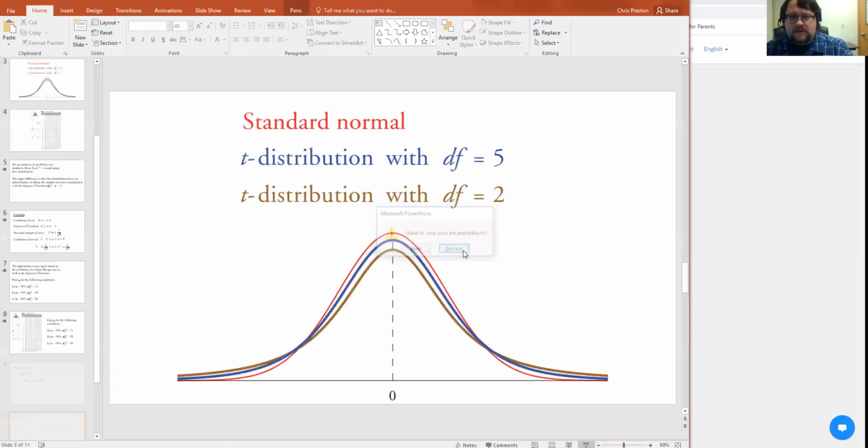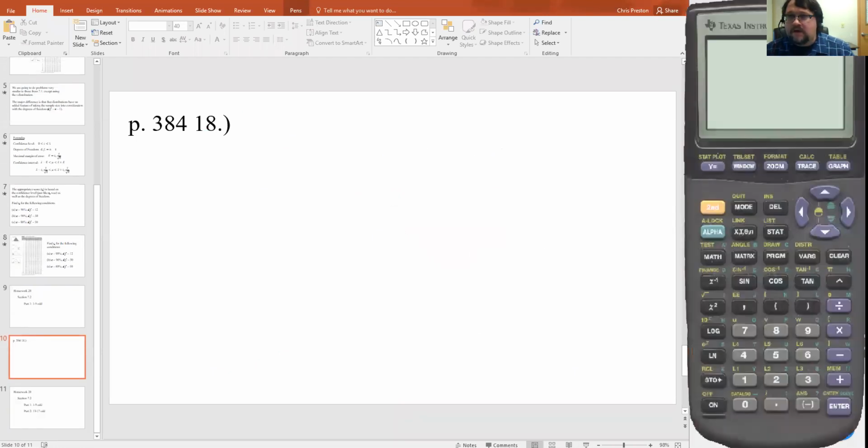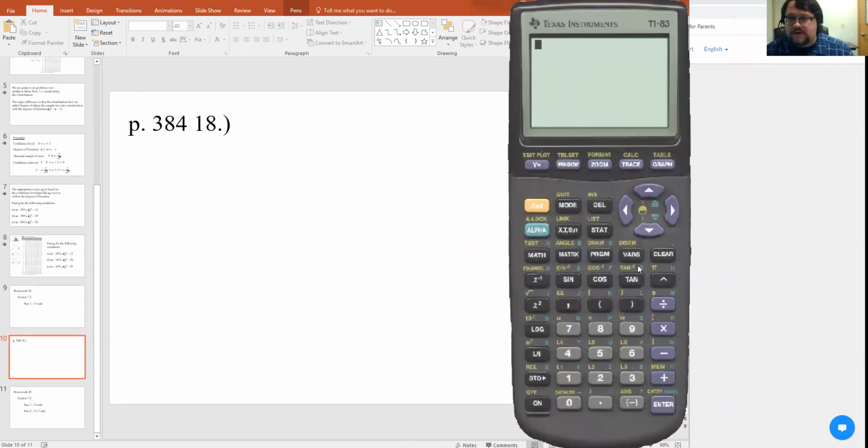Let's look at page 384, number 18. What percentage of hospitals provide at least some charitable care? They give us a list of values here, and they ask us to use a calculator with mean and sample standard deviation keys to verify that. I don't know if I've ever shown this before, so I'm going to pull up my graphing calculator and put this stuff in. I'm going to show you how to do this.